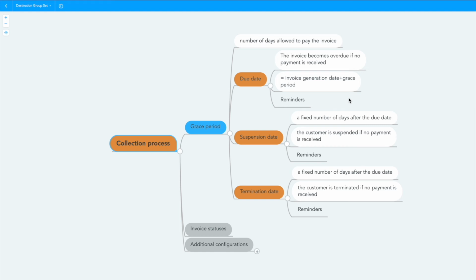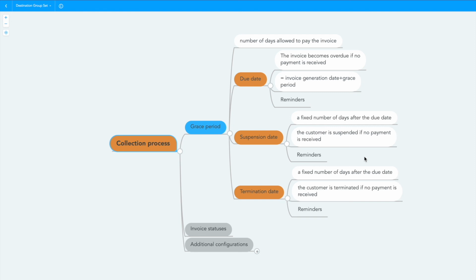Our next date is the suspension date. The suspension date is the date when the customer will lose access to the services. It is set as a fixed number of days after the due date. As the due date itself depends on the grace period, the suspension date depends on the grace period as well. We can also configure reminders to let the customer know that the suspension is coming up. Once the customer pays all the overdue invoices, the suspension is lifted.